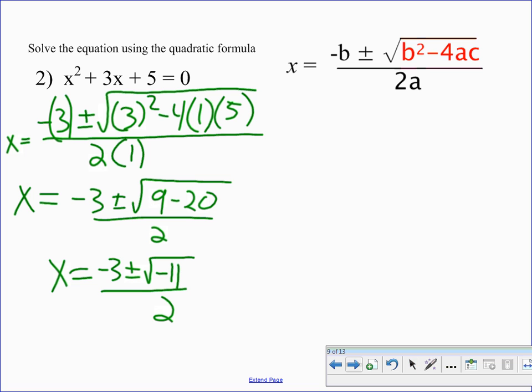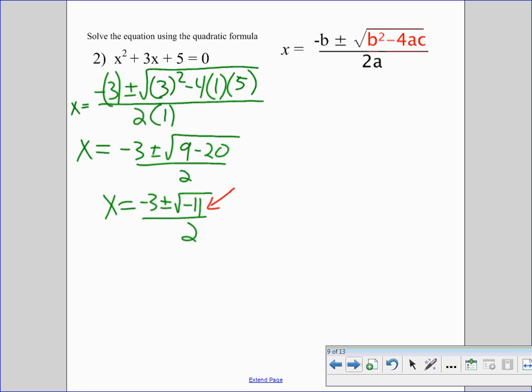And now we have a problem because we have a negative under the radical. So if you remember, what you would do here is you would factor out a negative 1 and turn that into i. And there's your final answer. There's no real answers, there's only complex answers because it's plus or minus i times the square root of 11.